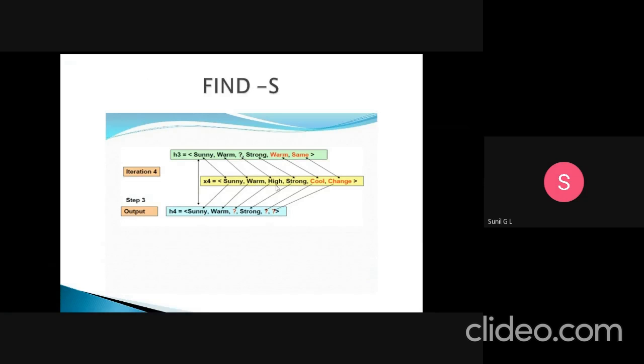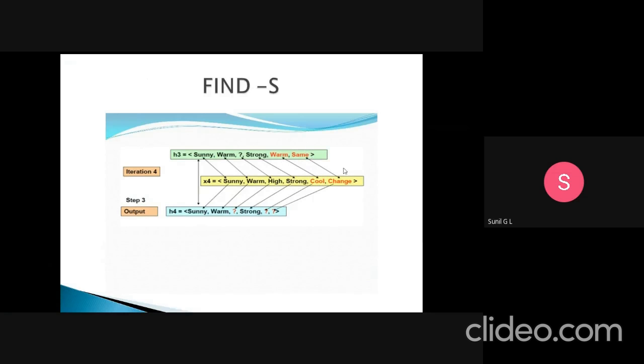So here a question mark is there, here high is there. When there is a question mark and there is a high, we'll go for the general hypothesis. Then here strong is there, both are the same, keep the same values. Next, this is very important. Here warm is there, cool is there. There is a difference, warm and cool, so we will go for the general hypothesis.